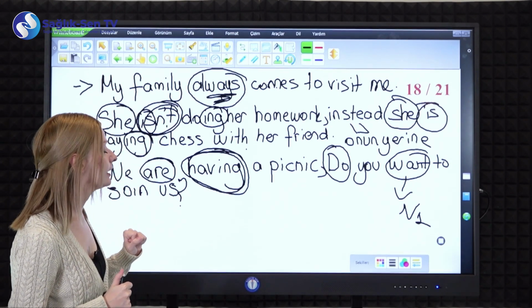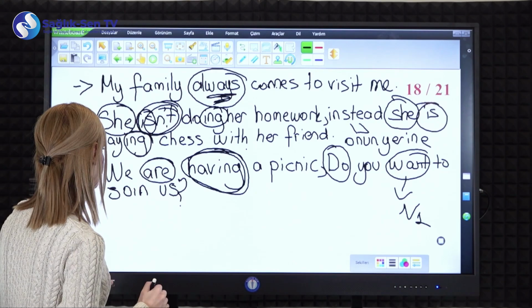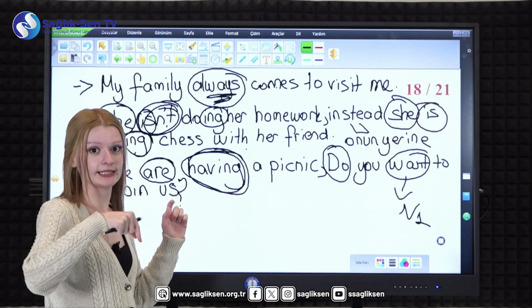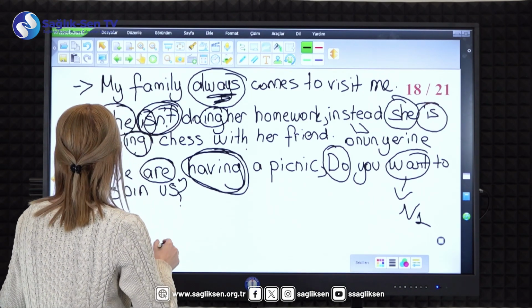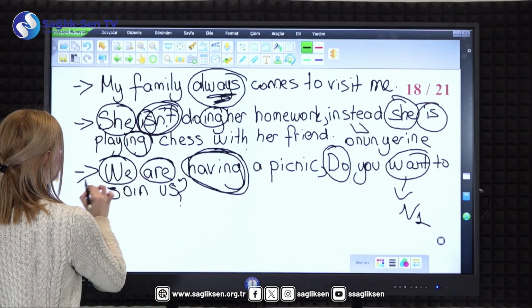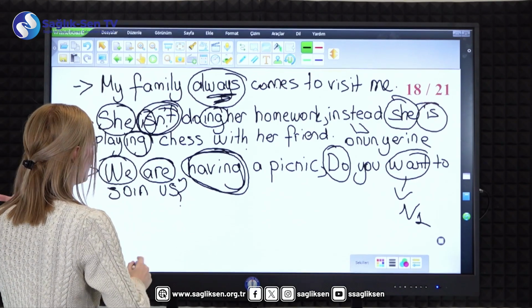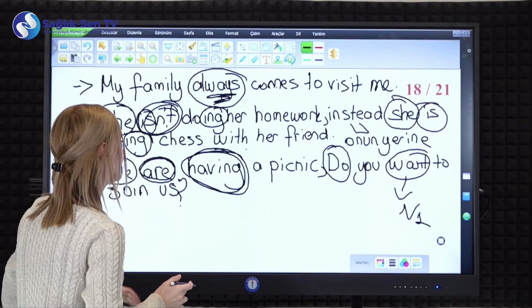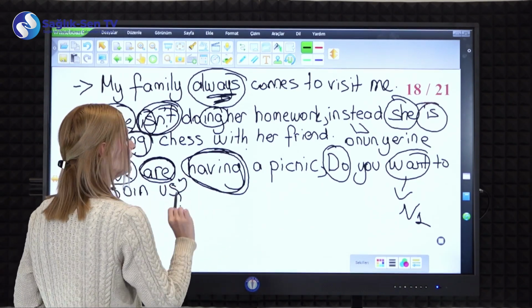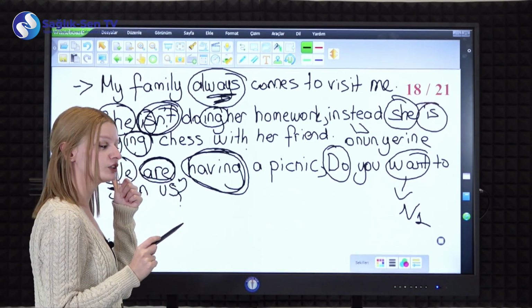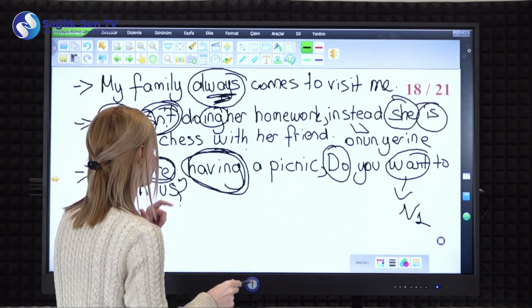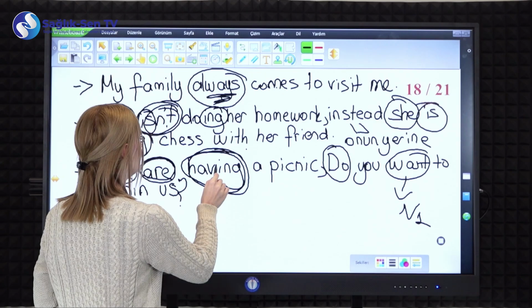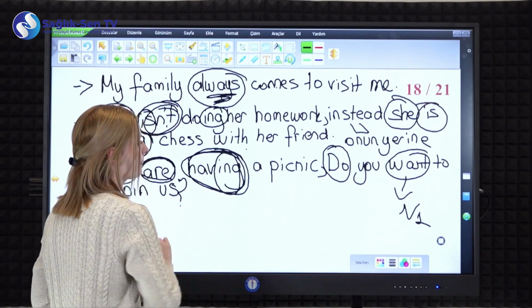Having a picnic. Do you want to join us? This is also happening right now. I mean, the first sentence is happening right now. And my subject in that sentence is we. And that's why it gets our form of be. And my verb, as we talked about earlier, have a picnic, gets ing.